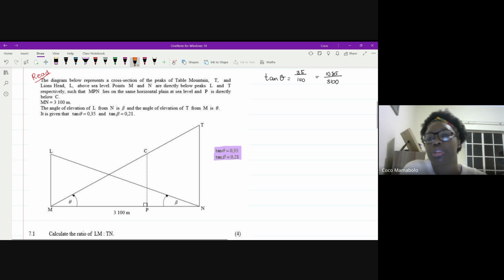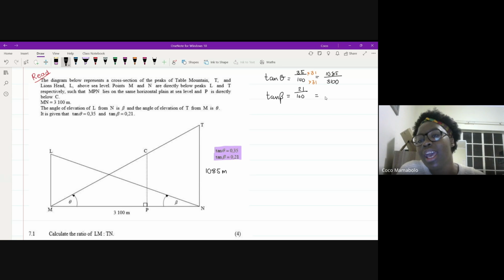We just needed to multiply by 31 at the bottom and at the top. So over here, Tn was equal to 1,085 meters, right? And then we did the same with tan of beta. We said tan of beta is equal to 0.21, which is 21 over 100. And again, the adjacent side for beta was also 3,100. And when we calculated for the top, we found that it was 651. So Lm turned out to be 651 meters on this side.